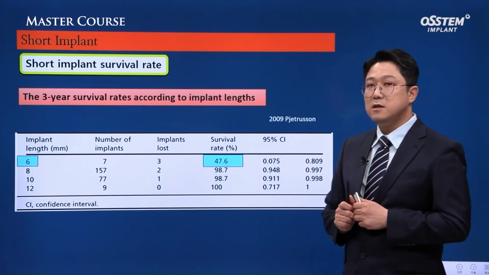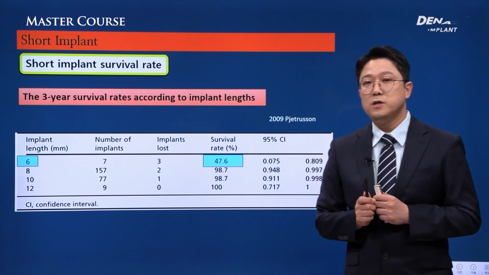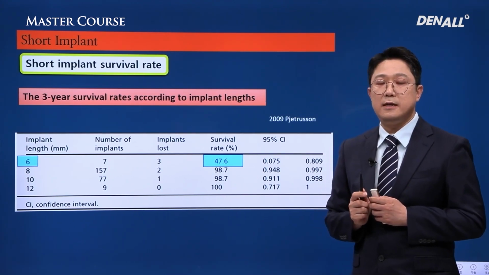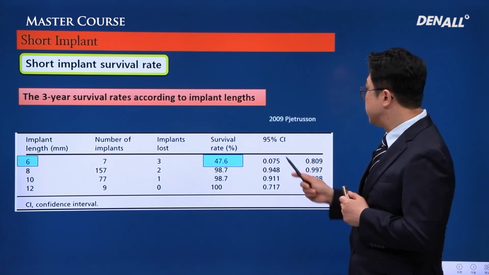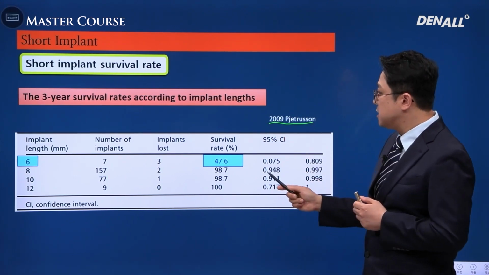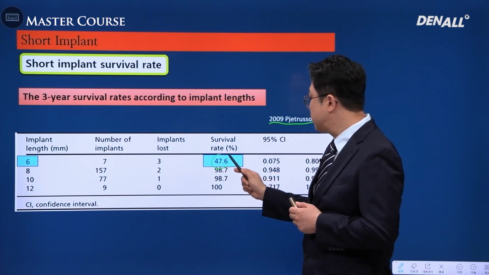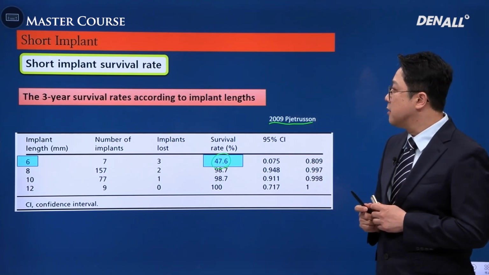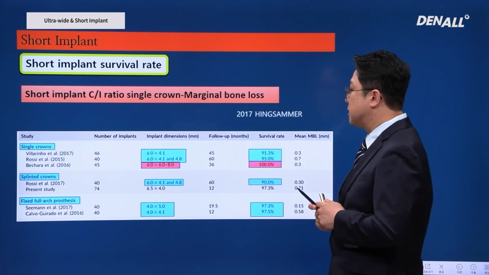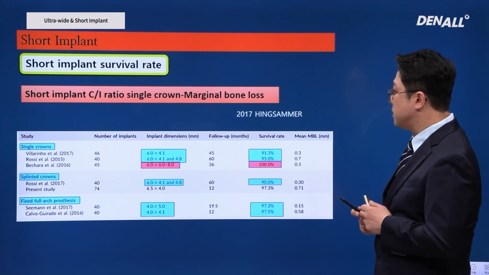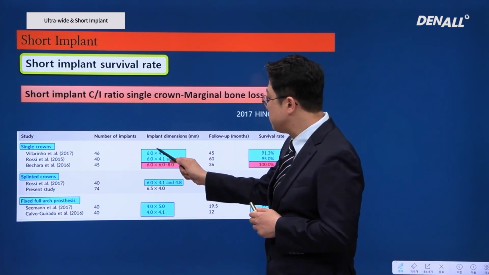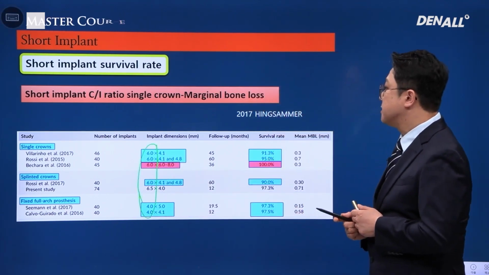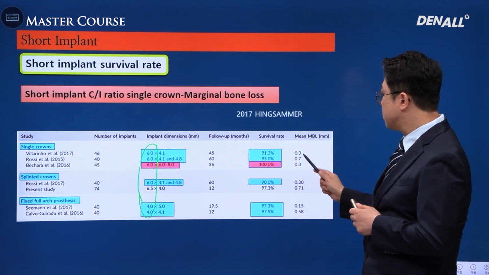There can be concerns of long-term survival rate of short implants. Many people doubt whether the short implant will be able to last. If you look at the literature in 2009, at the time the survival rate was rather low. This is because this literature is from the past. As of late, such tendency has improved. If you look at the latest literature, there are short implants such as 6 mm and 4 mm, and the success rate is quite high.